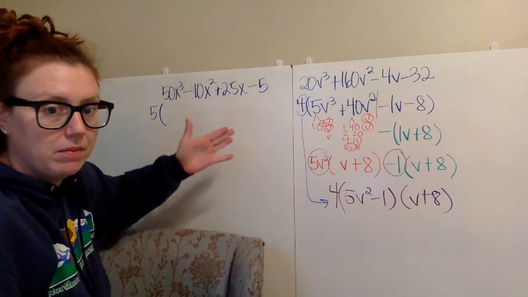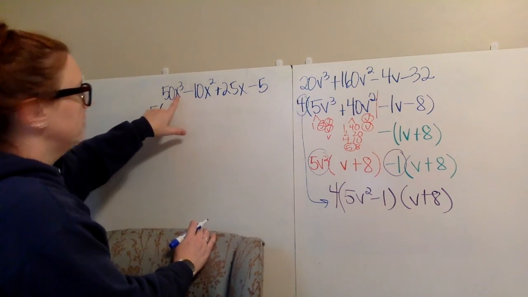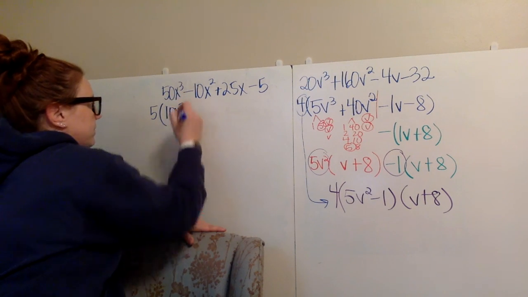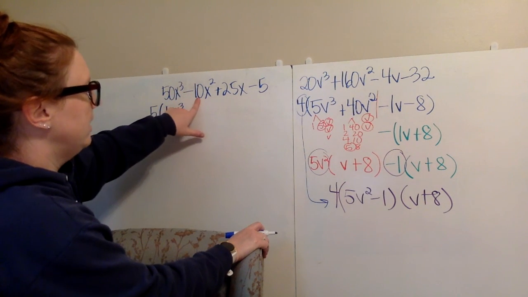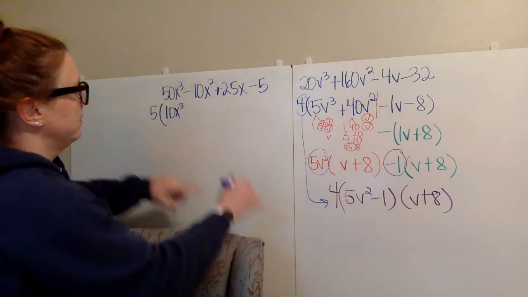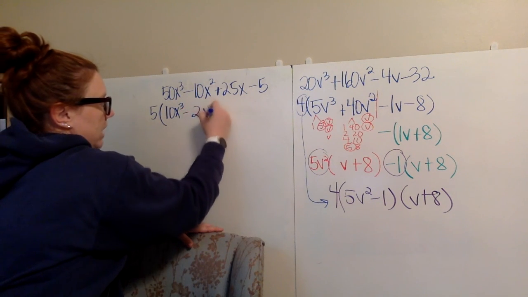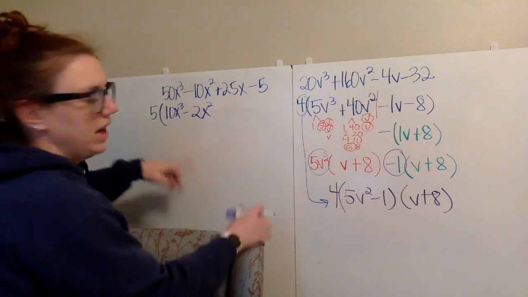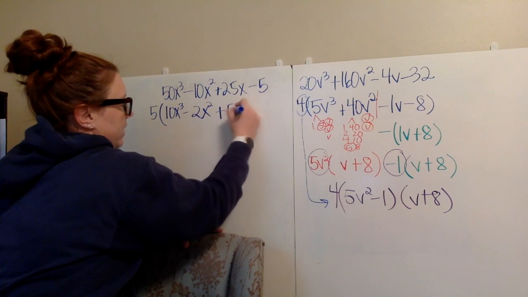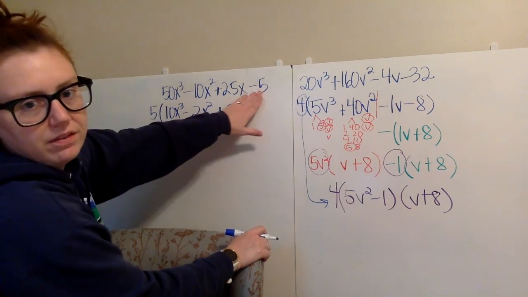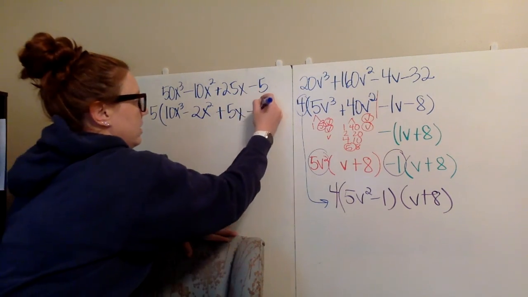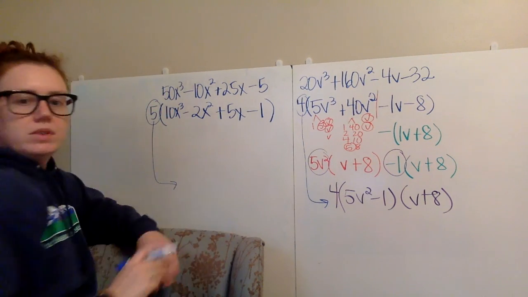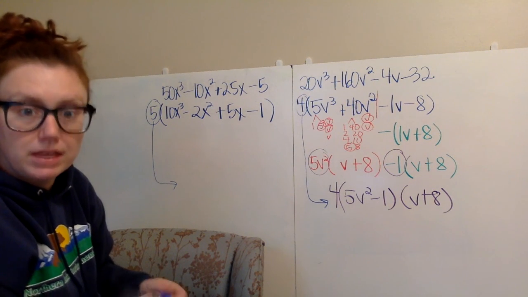So let's rewrite our problem. 50x to the third divided by 5 is 10x to the third. Negative 10x squared divided by 5 is negative 2x squared. 25x divided by 5, positive 5x. And negative 5 divided by 5 is negative 1. I'm going to draw this, I'm going to put it down to the bottom so that I don't forget to put that in my original answer.